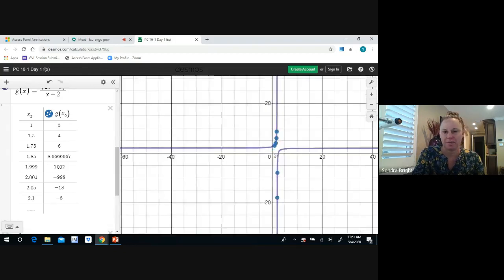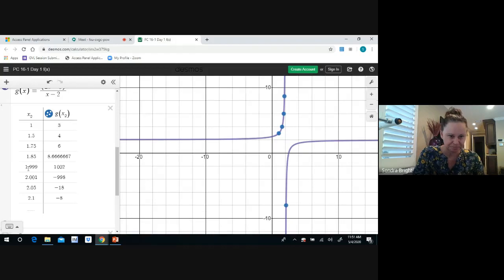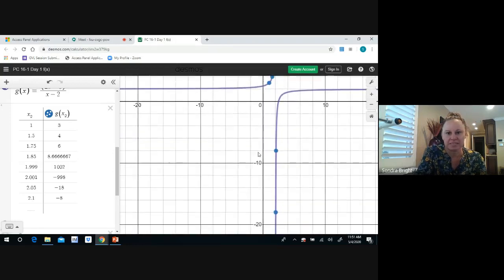I can't even get it to show up on the graph because it's way too far up. Do you see this? When x is 1.99, your y value is 1002. So it just zooms up super far to a positive value. If we jump over 2 and go to 2.001, my y value is negative 998. It's way down there. At 2.05, my y value is negative 18. And at 2.01, I've got a y value of negative 8.